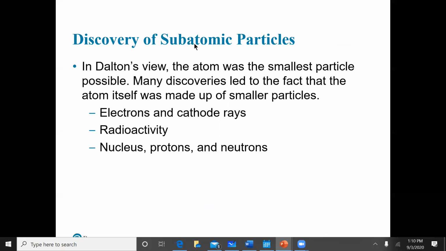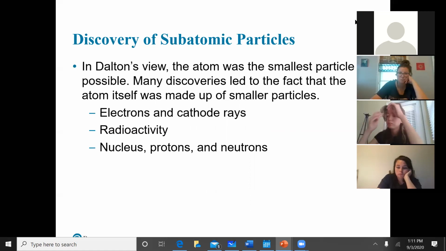So back in the early 1800s, this first modern-day idea of atoms under Dalton's view was that they were the smallest possible particle. So we didn't have anything tinier than an atom. It was this hard, indestructible ball. Many discoveries led to the fact that the atom itself was actually made up of smaller particles. So we can take an atom and break it up into smaller things, specifically protons, neutrons, and electrons.